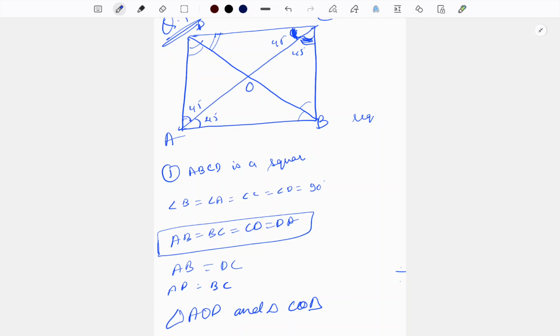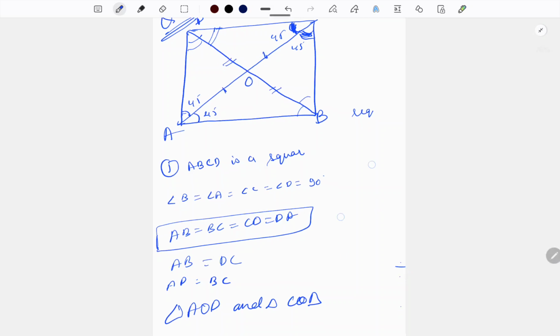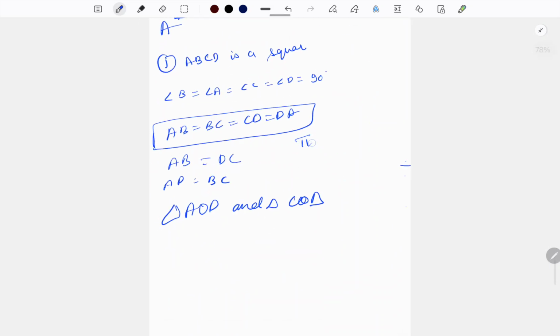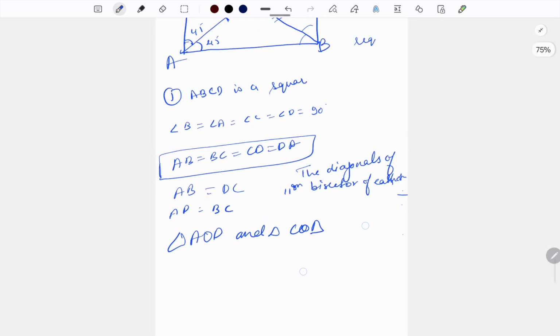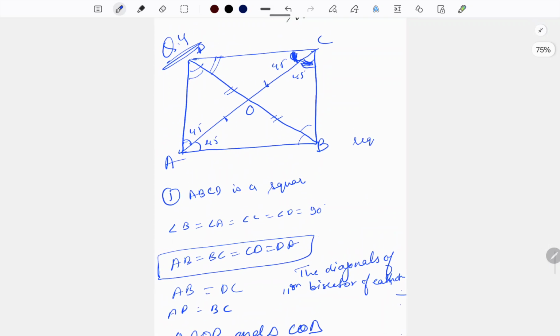Simple. Angle. Now we know that the diagonals of a parallelogram bisect each other. This property we have read earlier. So by this property this will go on.